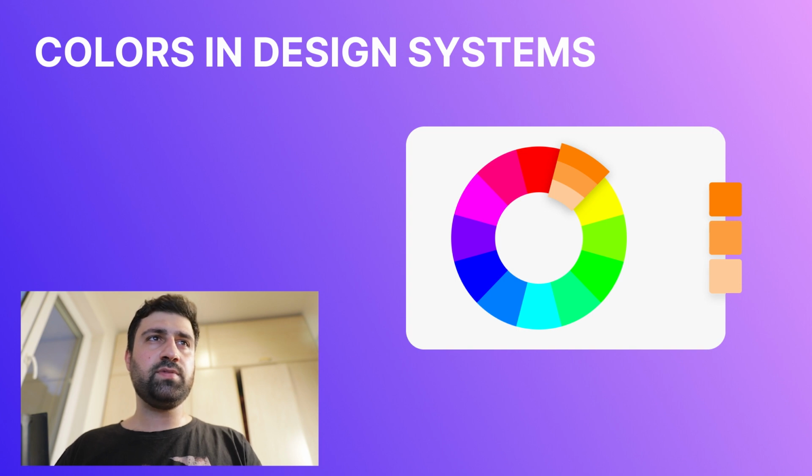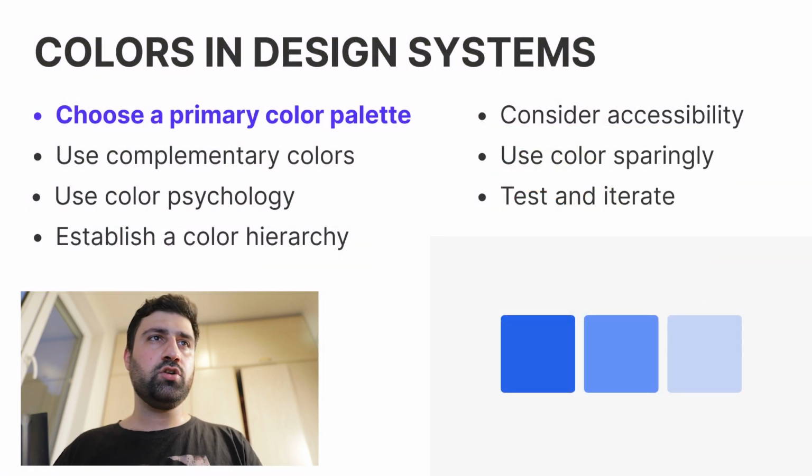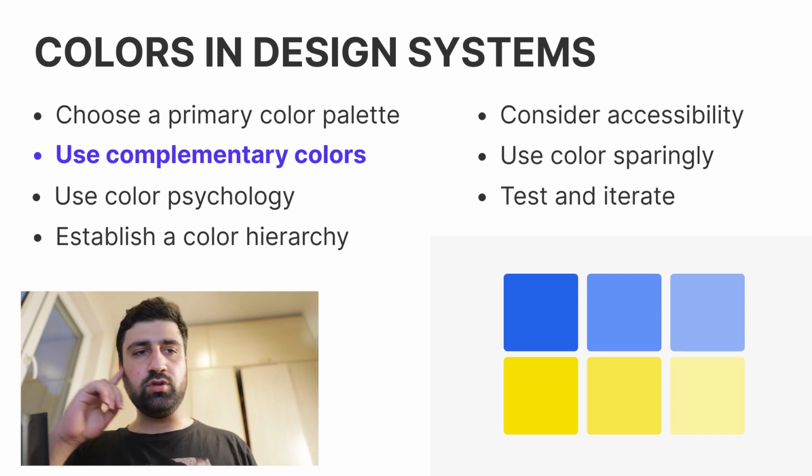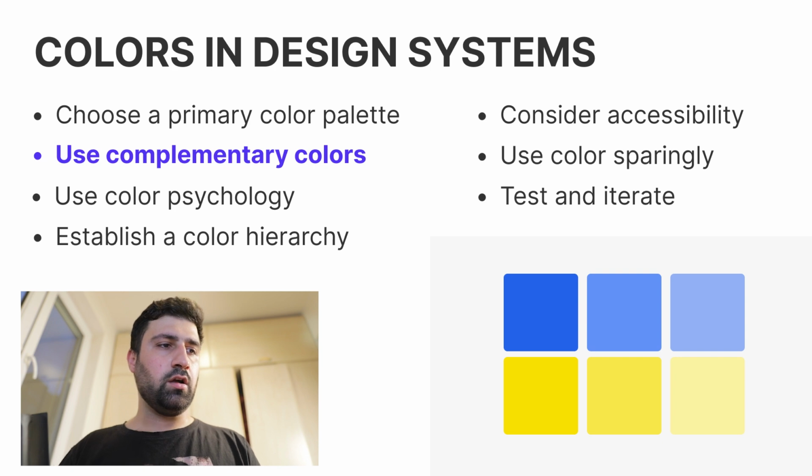Here are some tips if you're just starting out. Choose a primary color palette. Select a primary color palette that represents your brand and establishes a visual identity. Choose colors that are consistent with your brand personality and tone. Then use complementary colors. Unfortunately, we don't have time to dive deep into color theory, but complementary colors accentuate the primary ones.